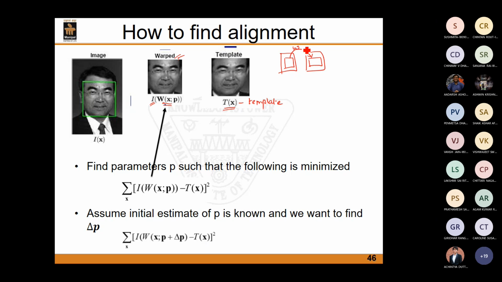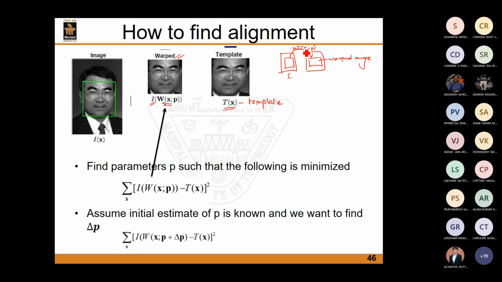So this particular transformation is given by W(x; p) here, and this is my image. When I'm trying to apply this transformation to this particular image, I get this warped image over here, right? This warped image is represented by this notation, which is given by I(W(x; p)).